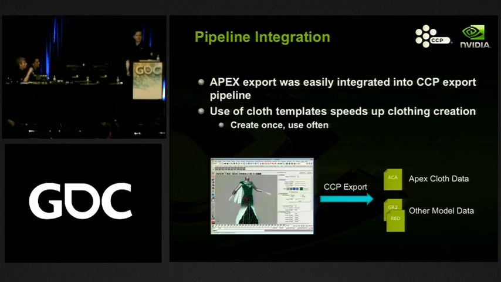At CCP, we integrated basically Apex along with everything else into our standard pipeline. We try to, most of the time, just keep it to a single button export. So no matter what you're building, you don't need to think about it too much. You just press export and you're done. Getting Apex to fit into that was really easy. You basically just call a command and say, my mesh that happens to be the cloth mesh in the scene simply gets exported into the Apex format, the ACA file, and then you're pretty much ready to go.